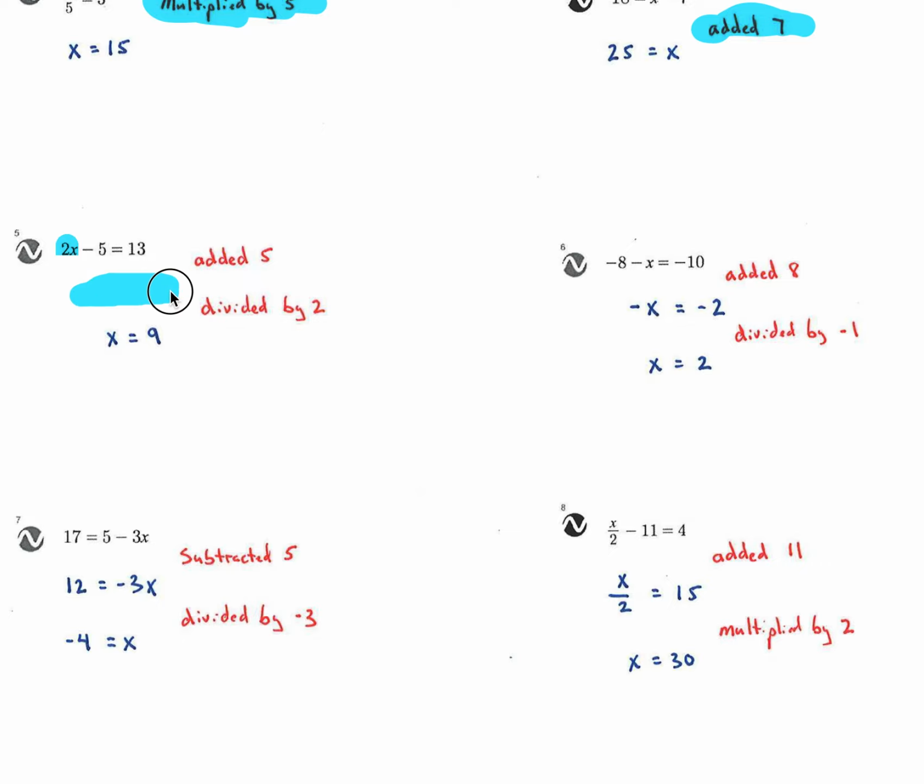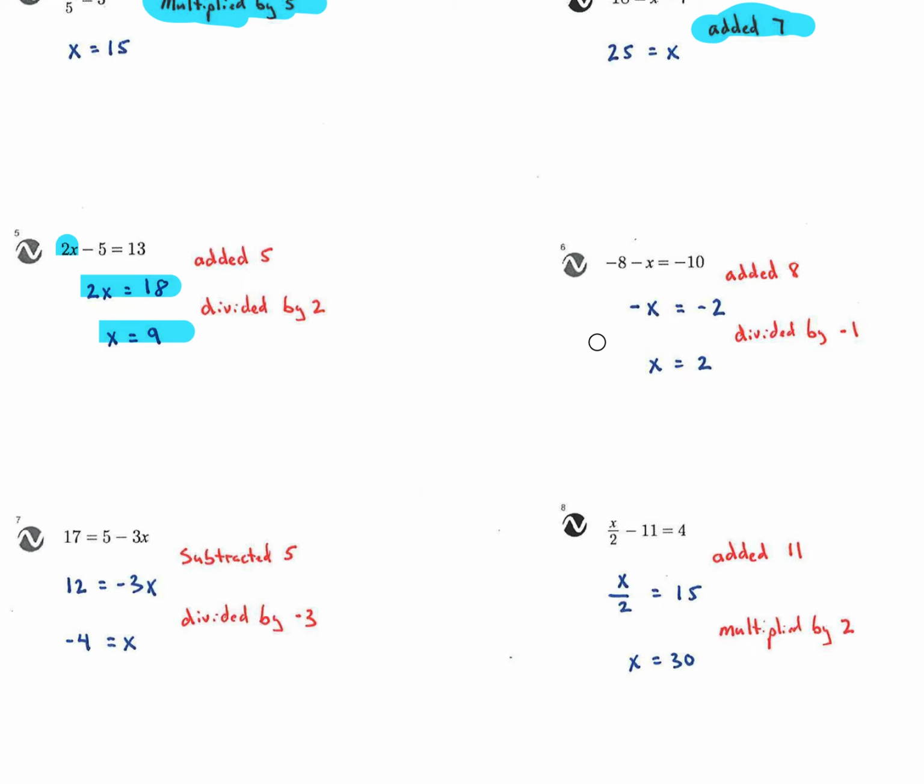And now I have this equation. How do I go from here to the last line? Well, I have 2 times x. Well, that means I need to divide both sides by 2. 18 divided by 2 is 9. One step to the next step to the next step. The red is telling you what I did to both sides of the equation to go from the first to the middle, and then from the middle to the end.